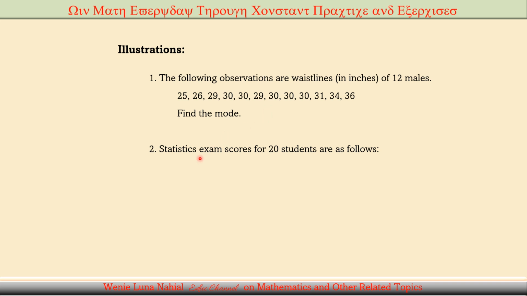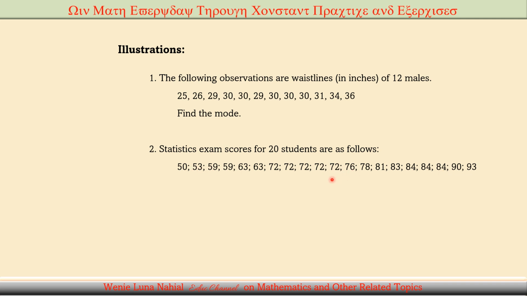Then, the statistics exam scores for 20 students are as follows. Now, you can see that 72 appears 5 times, or the frequency count of the test score 72 is 5 and no other.